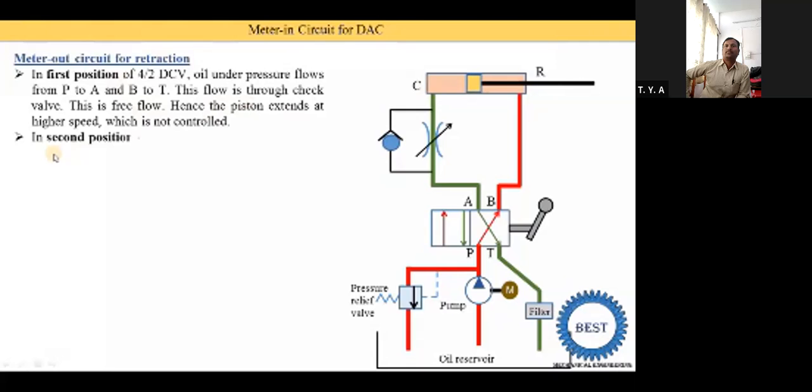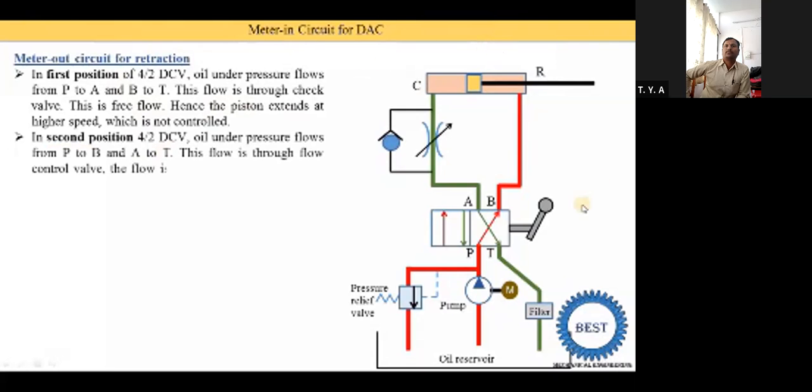This is the free flow, hence the piston extends at a higher speed which is not controlled. In the second position of the 4/2 DCV, here in this diagram you see this is the 4/2 DCV. So oil under pressure flows from P to B and A to T. Here you see that P port is connected with B port, and A port is connected with this T port.